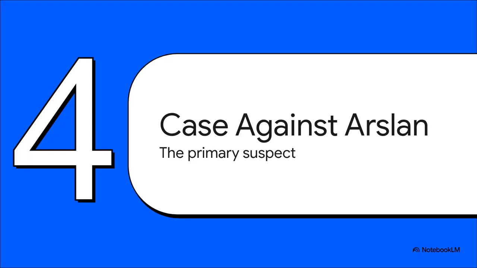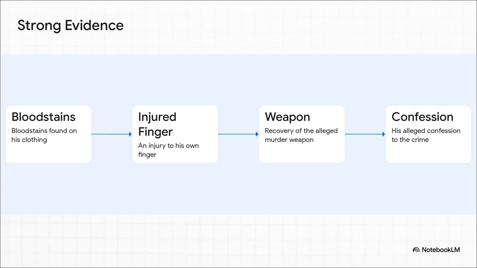Section 4. The case against Arslan. So how did all this point to Arslan? Well, DPO Ashraf stated the forensic and circumstantial evidence against him was considered strong. First, investigators reportedly found bloodstains on his clothing. Second, they noted a physical injury to his own finger, which is actually something often seen when a sharp-edged weapon slips during an attack. Third, the alleged murder weapon was recovered in connection with him. And finally, authorities point to an alleged confession. It's a powerful step-by-step convergence of physical evidence, biological evidence, and suspect statements. And strictly sticking to the official reports, it's also important to impartially note that authorities state Arslan was recently killed in an alleged police encounter.